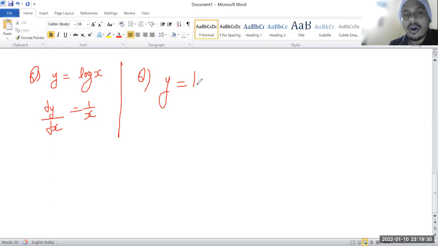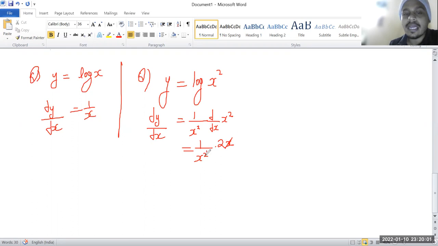Here we use the chain rule. Chain rule means firstly we consider it log x, means x square is treated as x. So in differentiation we can write dy by dx equal to log x means 1 by x, but in place of x here x square. So 1 by x square and differentiating x square again. So it is 1 upon x square and differentiation of x square is 2x. So x and x cancel out, it is 2 upon x, okay.